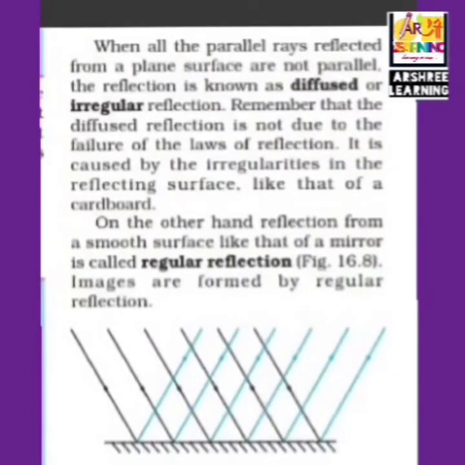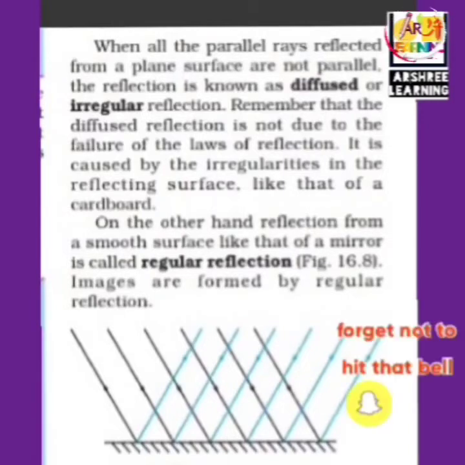When the parallel incident rays are reflected from a surface and the reflected rays are not parallel to each other, then it is called diffused reflection. That means the incident rays were parallel, but if the reflected rays are not parallel to each other, then it is called diffused reflection.